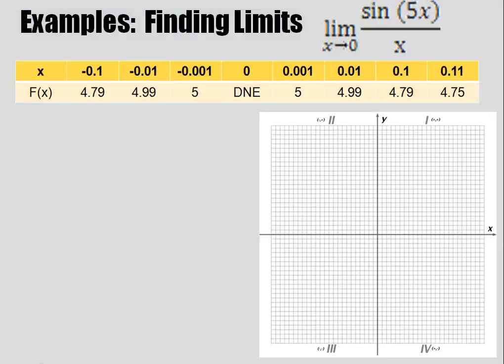This next function, the limit as x approaches 0 of sine of 5x over x, is really quite deceiving. If we look at our table, it would appear that our limit is approaching 5 on the right, and therefore also approaching 5 on the left. And we would think by our table that this limit would be 5. But let's look at the graph.